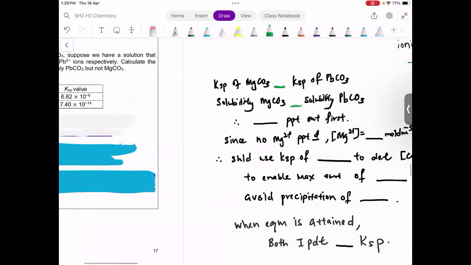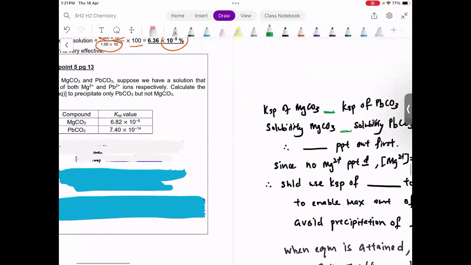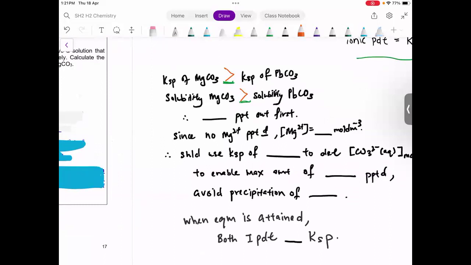Okay, so shall we look at the paragraph first? From the comparison of Ksp of magnesium carbonate and lead carbonate, which one is higher, which one is lower? Magnesium carbonate is higher, right? In this case, we can already infer their solubility trend because the cation to anion ratio is 1:1 for both. So this implies that who will precipitate out first? Lead carbonate will precipitate out first.